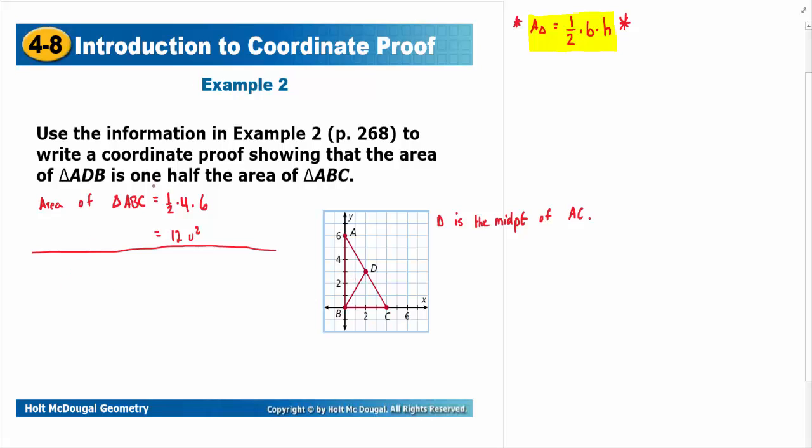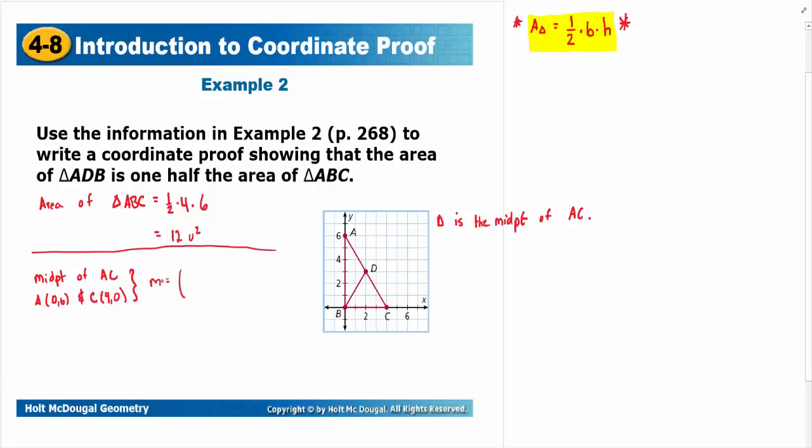So I'm going to go ahead and do that. I'm going to find the midpoint of AC. In order to do that, I need point A, which is at 0, 6, and I need point C, which looks like 1, 2, 3, 4, 0. So I'm going to go ahead and find my midpoint. I'll say M equals, but it ends up being D, but M stands for midpoint.